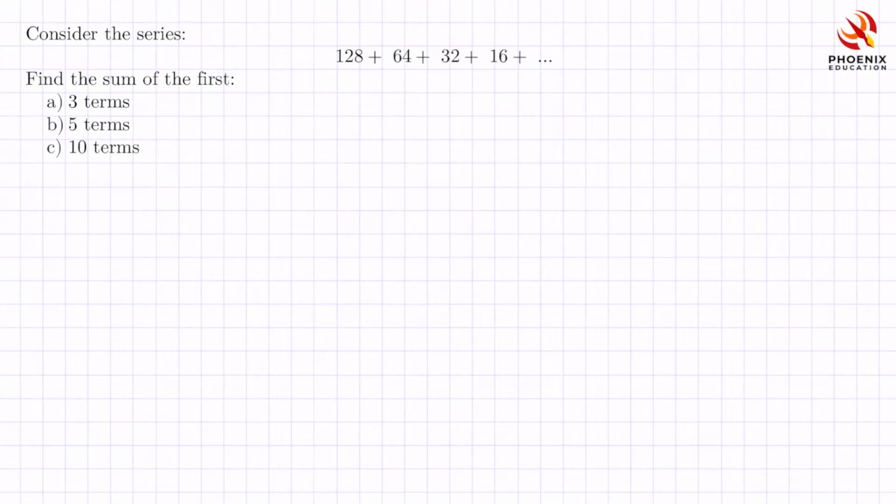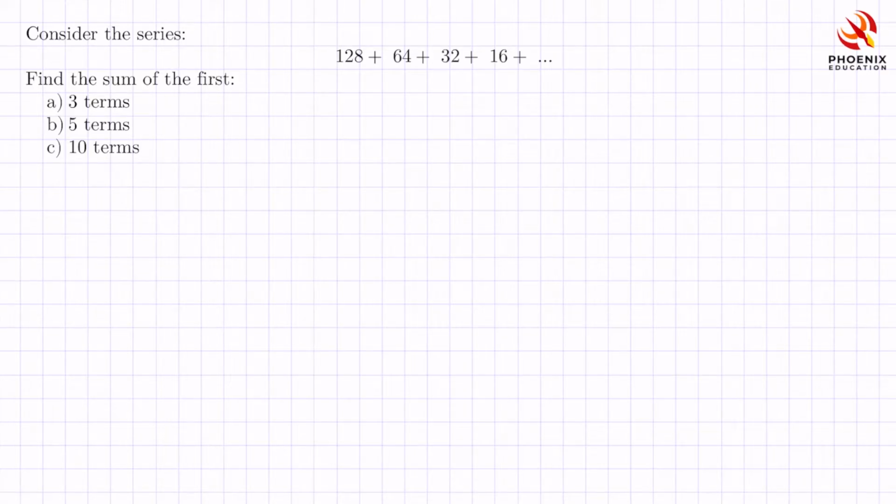Say that we have the following geometric series from the previous video, and this time we want to find the sum of the first 3, 5, and 10 terms. For the sum of a finite geometric series, you'll often see two formulas that you use depending on the value of r, the common ratio.